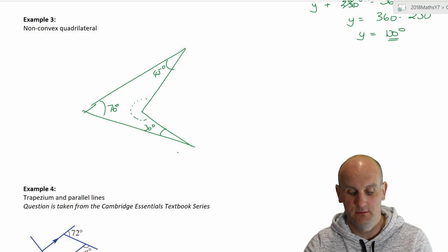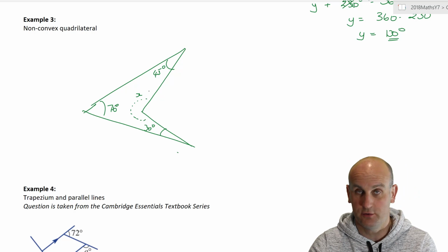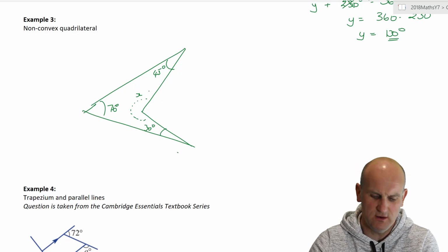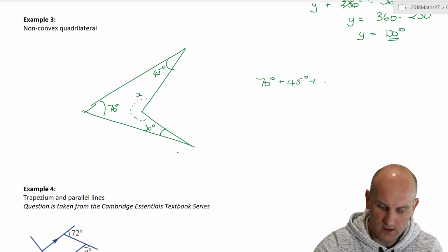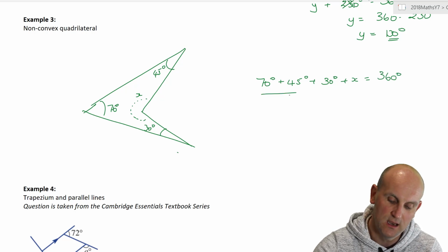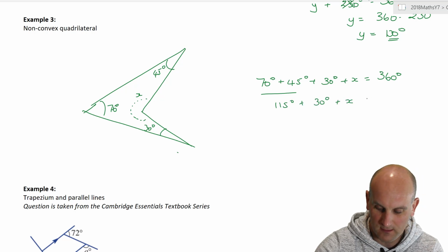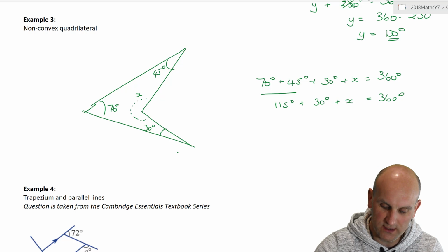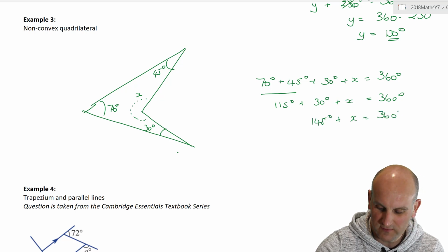Is it inside my shape? Yes. So let's call it X. Is it easy to find? Yes. Have we been given 3 other angles? Yes. It's trivial. So I know that 70 degrees plus 45 degrees plus 30 degrees plus this value of x must be 360 degrees. Well, 70 and 45 is 115 degrees plus 30 degrees. And notice I'm just doing an extra line of working to make sure. So 145 degrees plus x is 360 degrees.